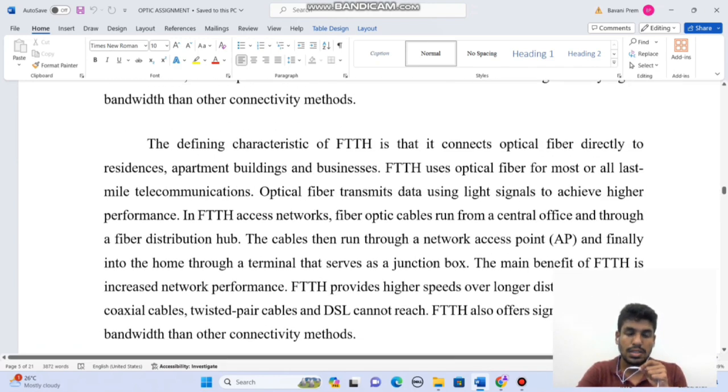The fiber to the home definition is to connect the optical fiber directly to residences, apartment buildings, and businesses. Fiber to the home is mostly used for the last mile of telecommunication. Optical fiber can transmit data by using light signals to achieve higher performance. The main benefit of fiber to the home is increased network performance, and it can provide higher speed over longer distance with higher bandwidth. If you compare to coaxial cable, it cannot bridge because it only provides shorter distance. But with fiber to the home, it can provide high speed with a longer distance, and also better bandwidth.